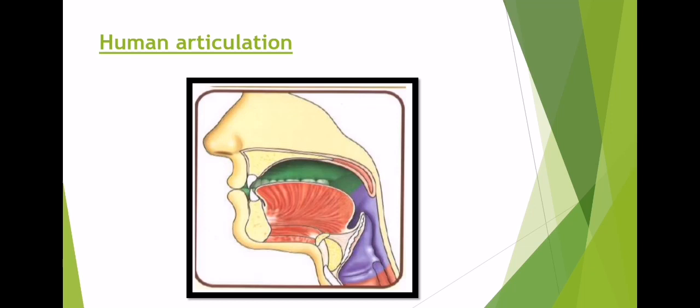The different articulation organs are colored in different colors. For example, there is some area which is shown as green, and some area which is shown as blue, and some which is yellow, and some which is red. We will go one by one. We will check at first which are the 5 general makharij.